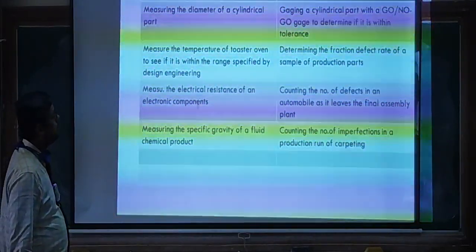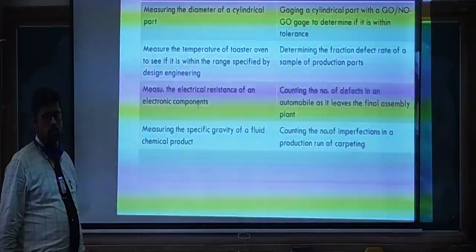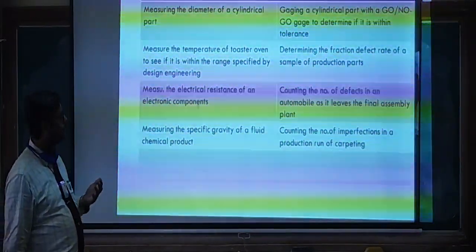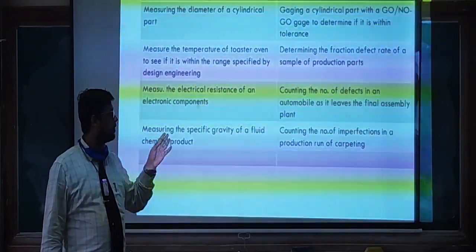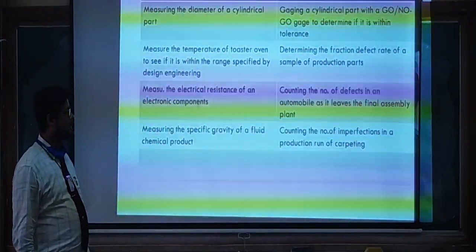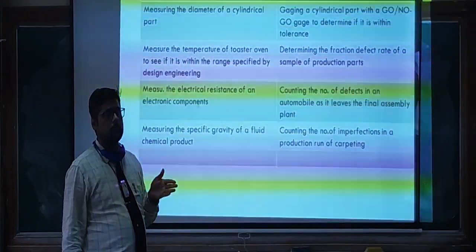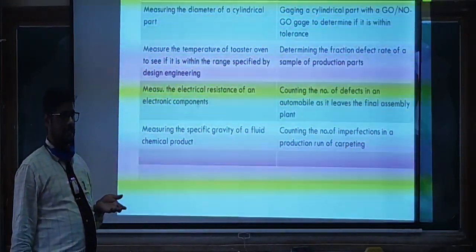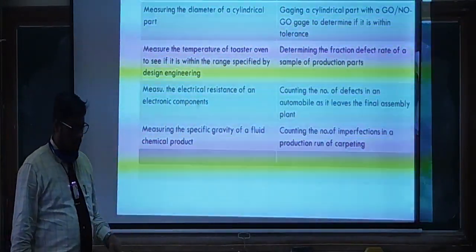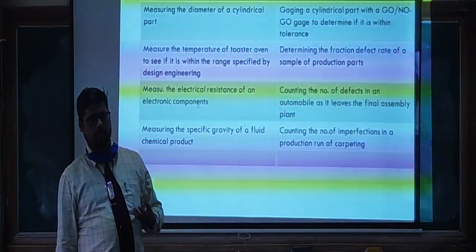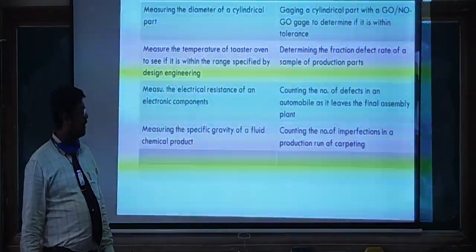Then, in the inspection of attributes, we count the number of defects in an automobile as it leaves the final assembly. So we are checking how 100% inspection is done. In that 100% inspection, we count the number of defects in an automobile as it leaves for final assembly. Before final assembly in the plant, after the ASRS, the automated storage and retrieval system, or in the corridor system, we check all the parts by 100% inspection, and then it leaves for the final assembly in the plant.